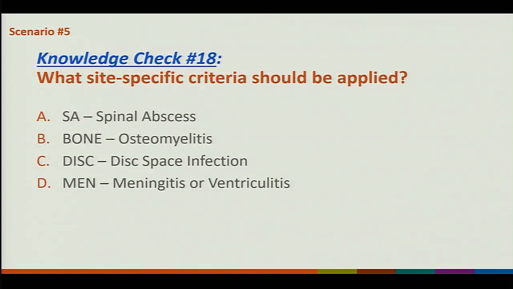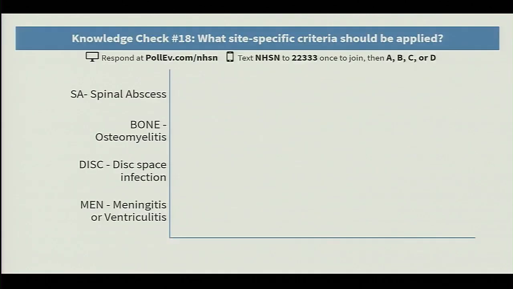Okay, so remember with organ space, we have to move on now to our site-specific criteria. What site-specific criteria should be applied in this case? Because the patient obviously has an infection, but considering the scenario and where they found the infection, what would make the most sense to apply in this situation? Would you apply spinal abscess? Would you apply bone osteomyelitis, disc space infection, or meningitis or ventriculitis?